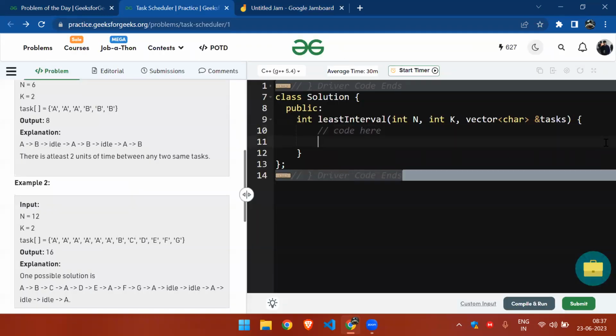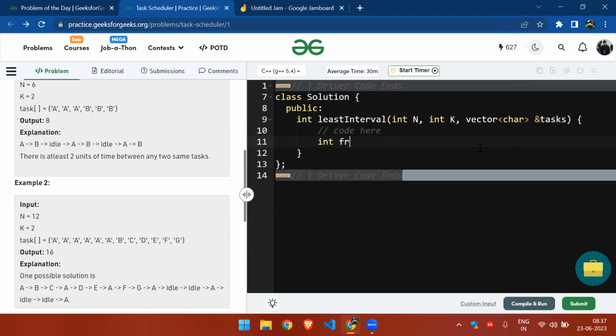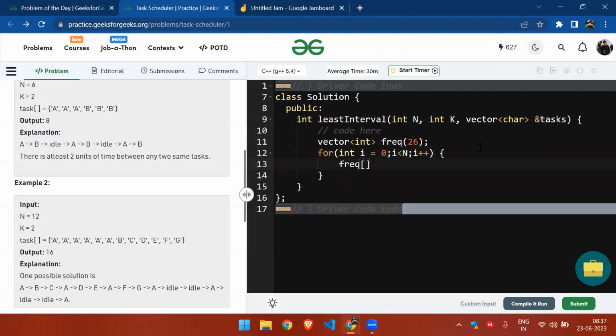So let me code this solution so you get the clarity. So first of all, we will be having a frequency array. Let us take a vector instead, since we are going to sort it in order to find out the maximum occurring character. So it would be of size 26. Now we'll be iterating in the task array. So now the frequency of every character would be nothing but task of I minus A.